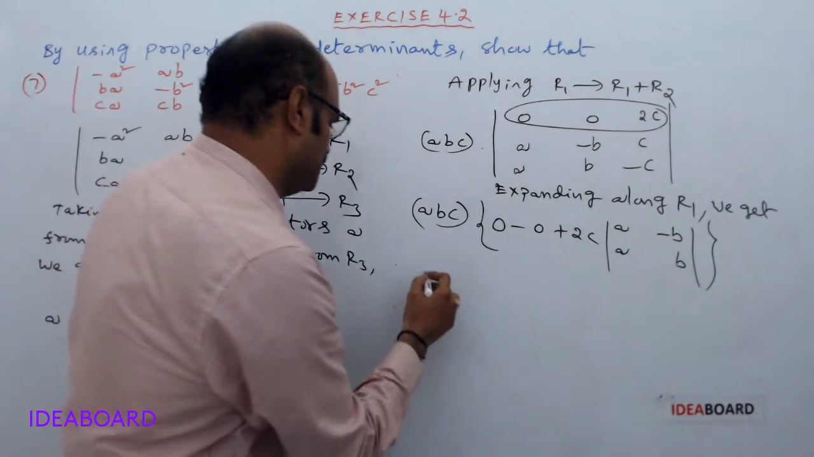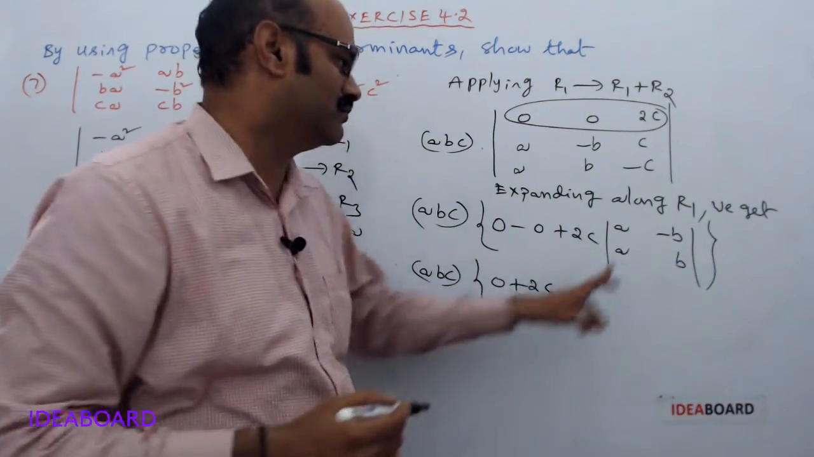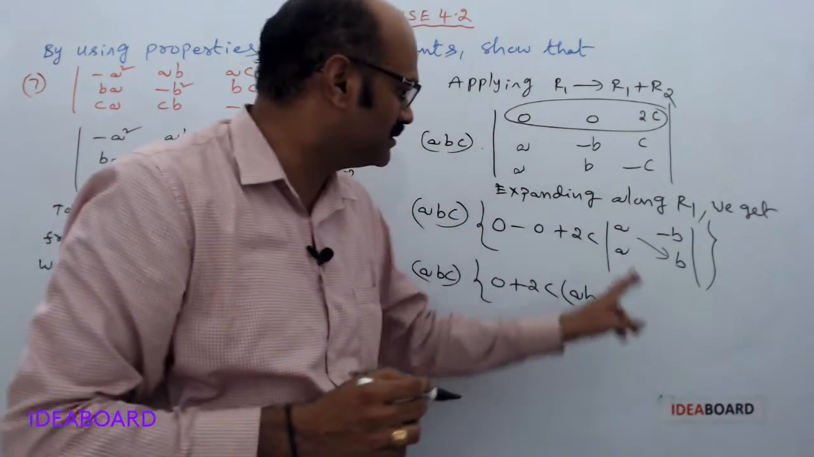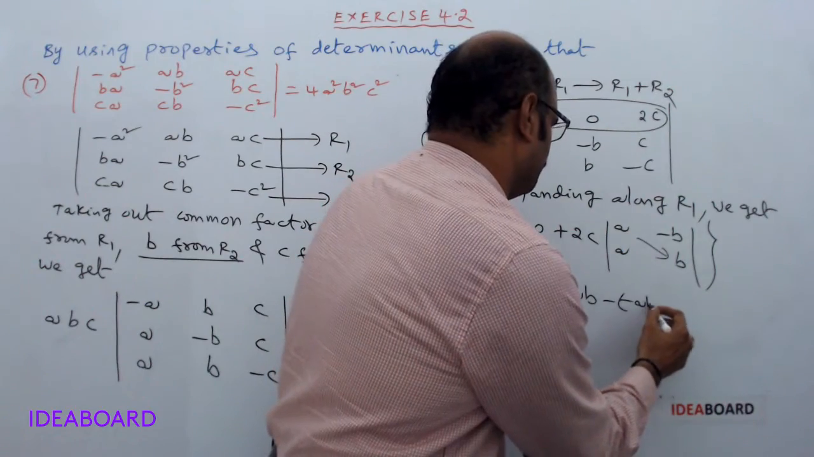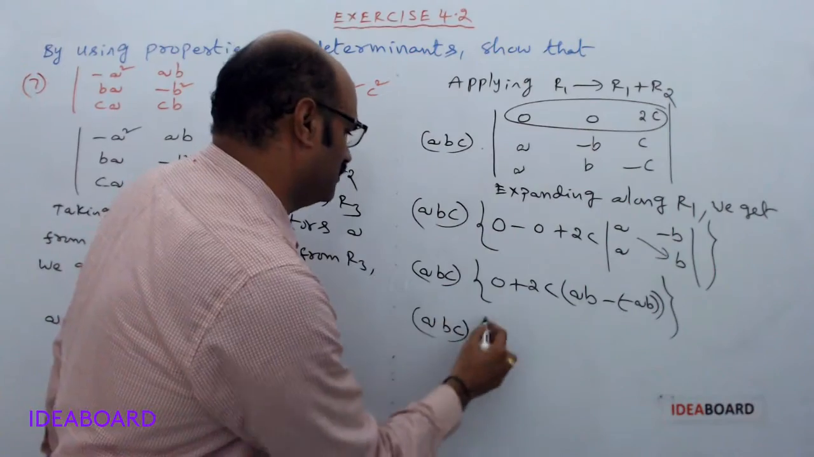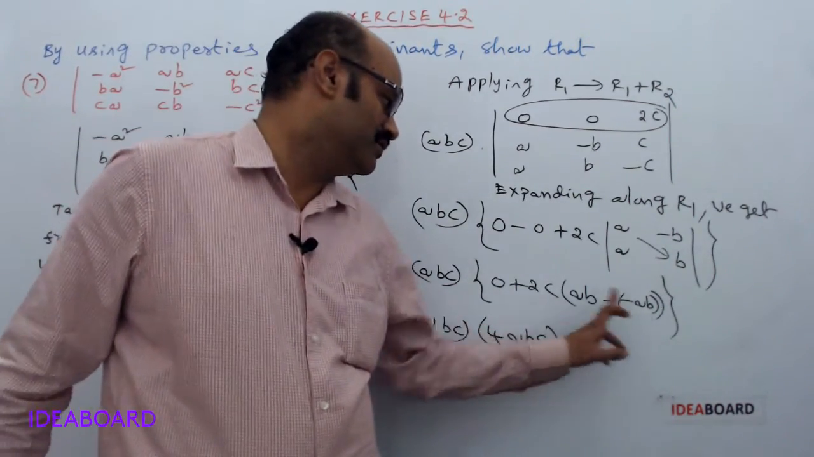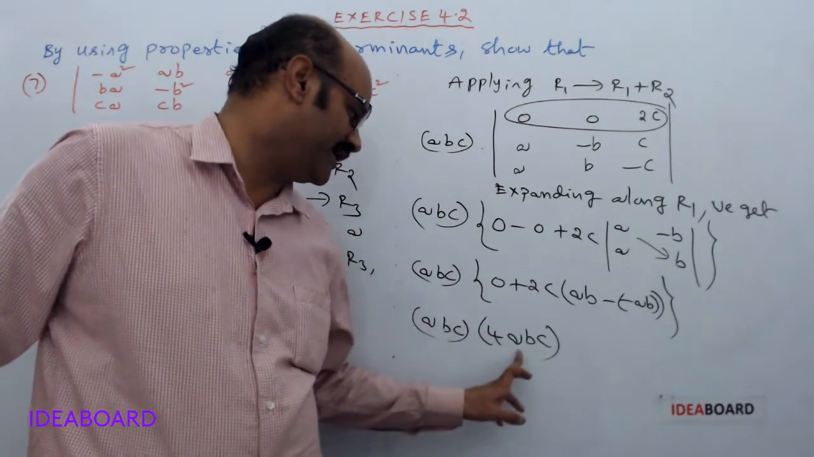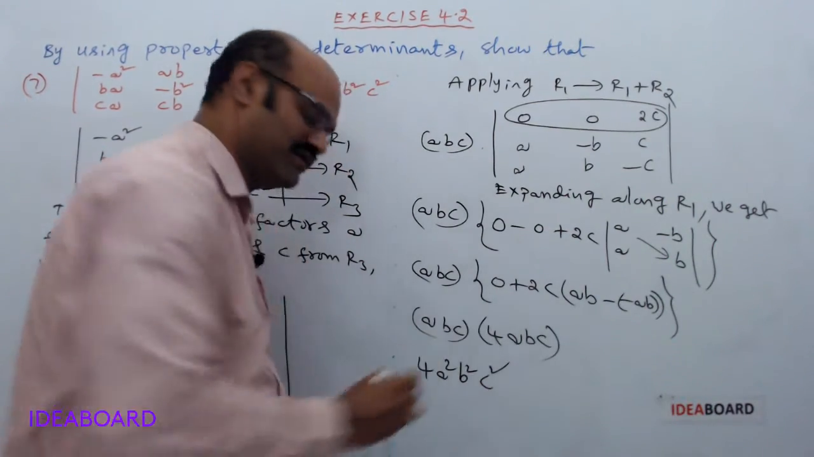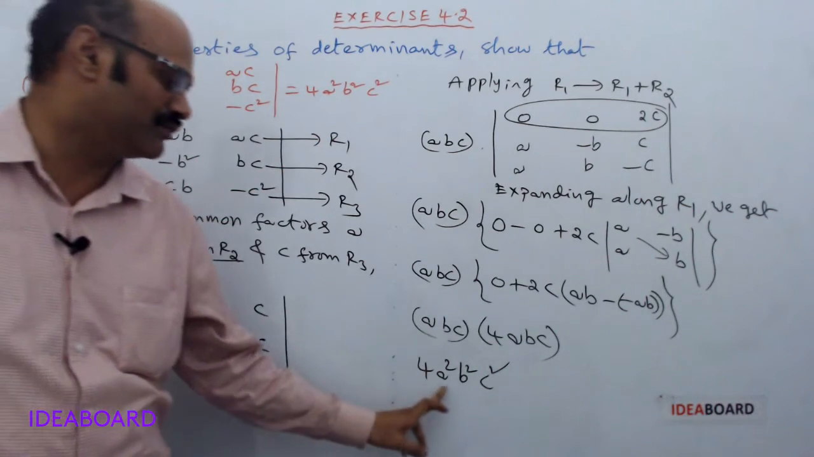It implies abc into 0 plus 2c into ab minus of minus ab, equal to abc into 4abc. Here it is 2ab, 2 into 2, 4. So 4abc. Then it is equal to 4a square b square c square. Here we have to prove that 4a square b square c square. Hence proved.